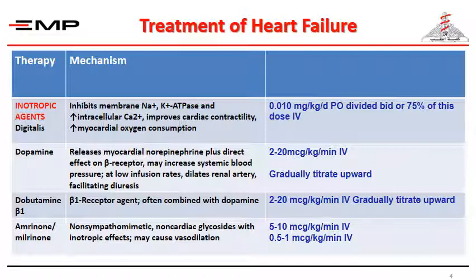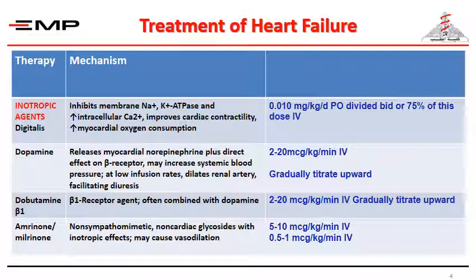Dopamine is an inotrope that releases the myocardial norepinephrine, plus having an effect on the beta receptors. It may increase the systemic blood pressure, and at low infusion rates dilates the renal artery and facilitates diuresis. It's given between 2 to 20 microgram per kilogram per minute IV, and thus it has to be given in an ICU, and we start with a small dose and gradually titrate upwards. Dobutamine is a beta-1 receptor agent, often combined with dopamine, and we usually increase it gradually as we do with the dopamine.